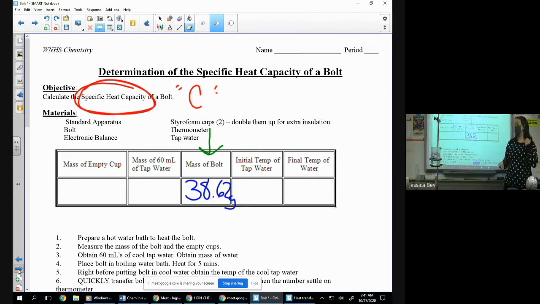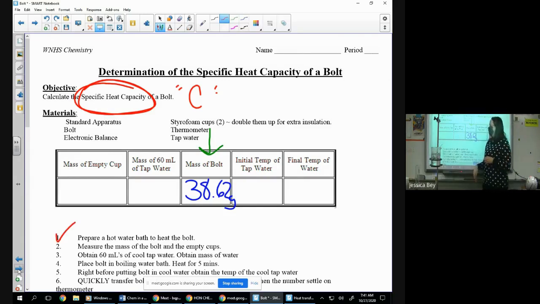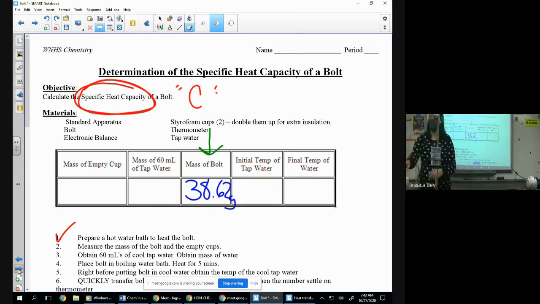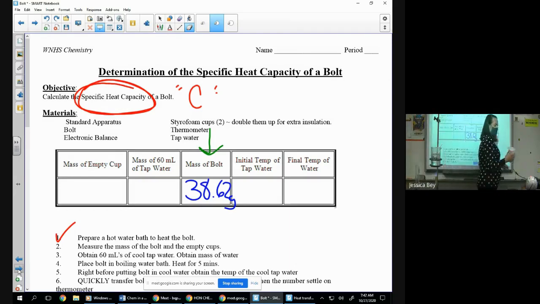And the way that we're going to do this is we're going to do a little lab with it. So the first thing I'm going to do here is it says, prepare a hot water bath to heat the bolt. Check. We did that. Measure the mass of the bolt and the empty cups. Well, I have the bolt mass. And I'm going to get my empty cups here. Let's have everybody re-zero. Come on now. Here we go. My empty cups are 9.18 grams.